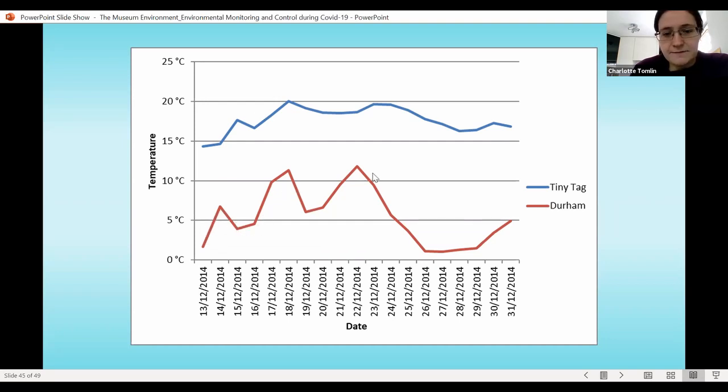So these peaks are replicated in the internal temperature of the room. However, obviously the temperature in the room is higher and the fluctuations are much less dramatic. So we can see that the room is buffered to quite an extent from the external conditions. And this was taken during a month where there was no heating in the room. So we're not seeing any other influence here except the external temperature.